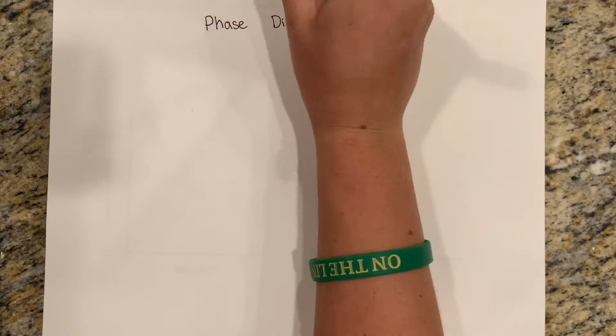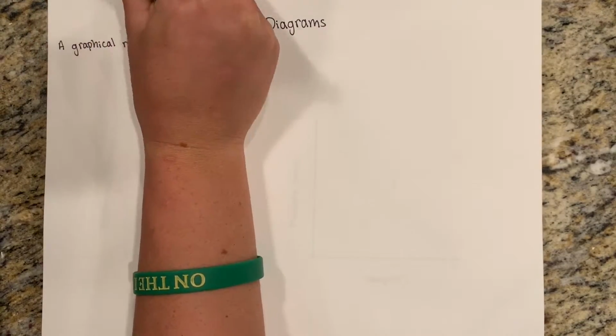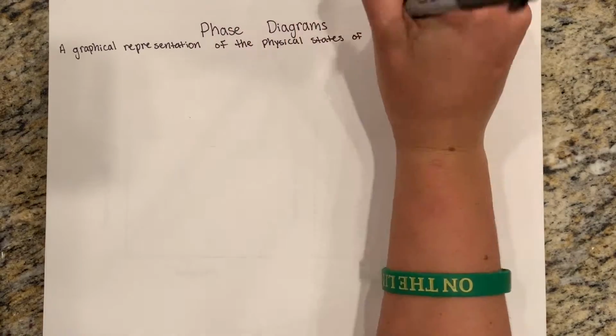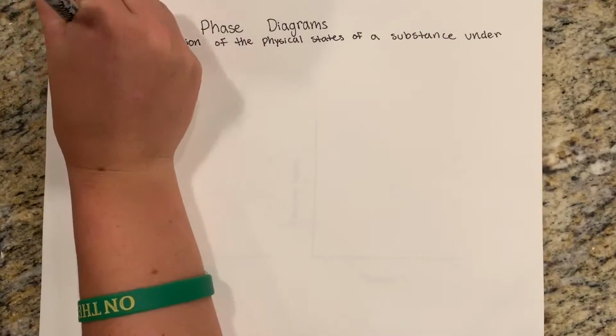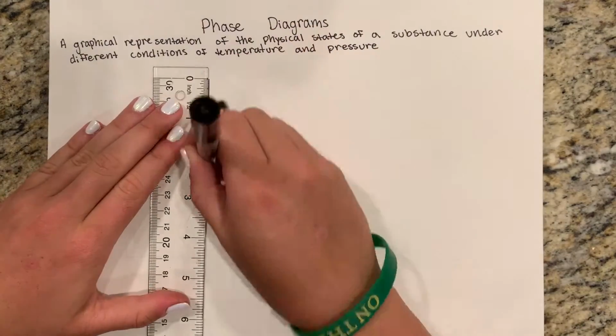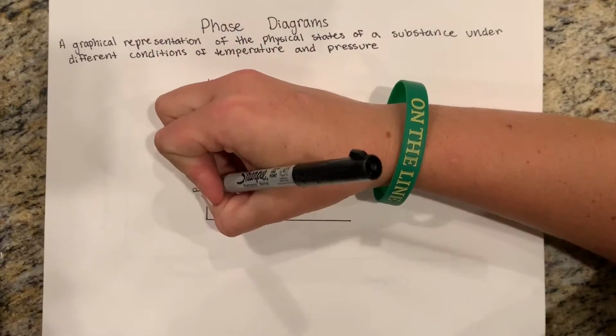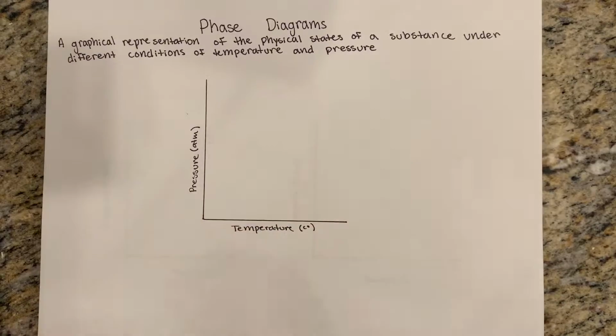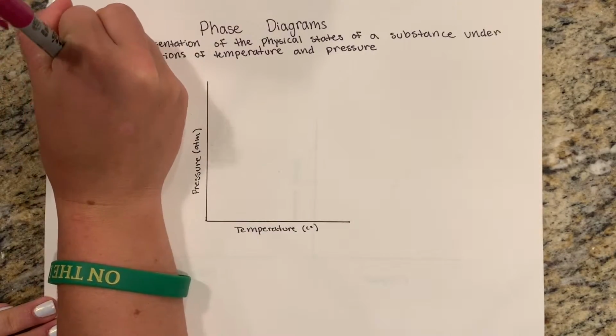In this video, you will be learning about phase diagrams. So, what is a phase diagram? A phase diagram is a graphical representation of the physical states of a substance under different conditions of temperature and pressure. Typically, pressure is on the y-axis and temperature is the x-axis.